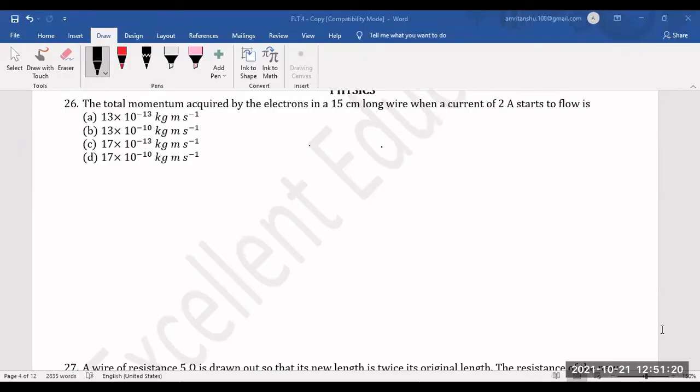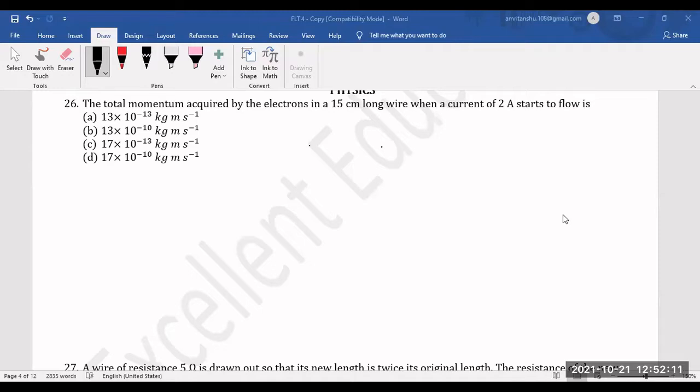So today we are discussing FLT4. Topics are as shown. I will be discussing the physics part. So let's begin from question number 26.